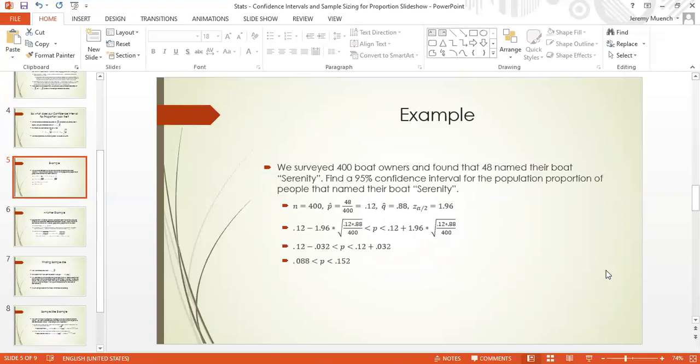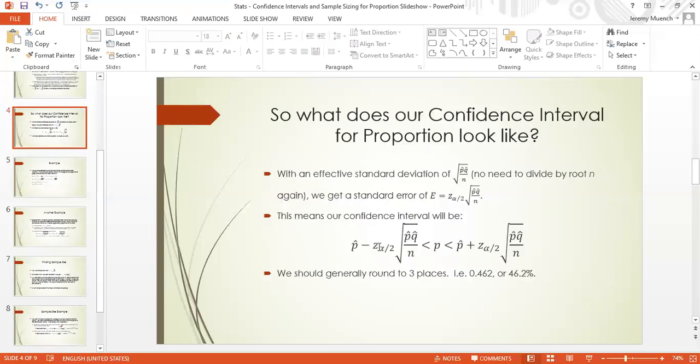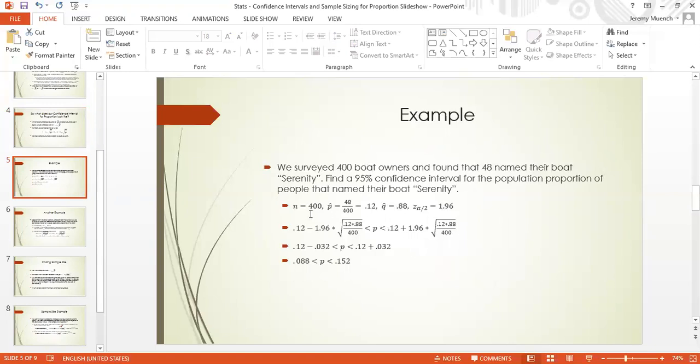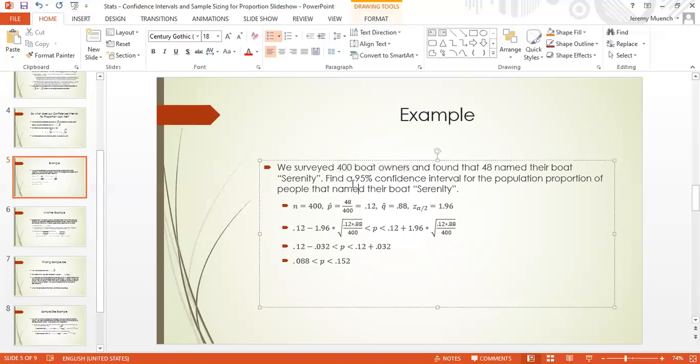So here, we need n, p hat, q hat, and z sub alpha over 2. These are the things we need. So, n: we surveyed 400 boat owners. That's the sample size. N is 400. P hat, here, we actually don't know what the proportion is straight off the bat. We're not given that information, so we need to find it.